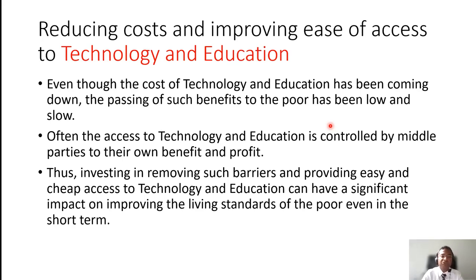So investing in removing barriers and providing easy and cheap access to technology and education can have a significant impact on improving the living standards of the poor. So if you look at new factors of production, actually a local businessman in Sri Lanka invested and created an education platform that offers free education, both the local government syllabus plus technological education. So governments and multilateral organizations can do much more to make education and technology accessible.